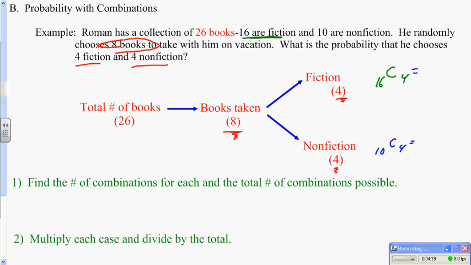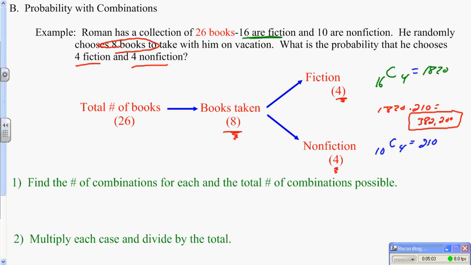So for each one, for 16 choose 4, it is 1,820. For 10 choose 4, there's 210. And the fundamental counting principle would say to take them times each other. And that would give us 382,200. Those would satisfy the prerequisite of them saying 4 fiction, 4 nonfiction.